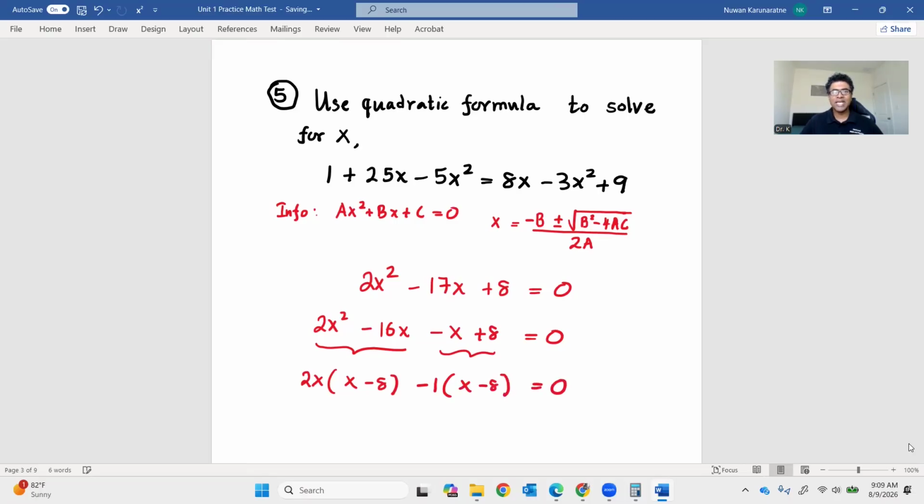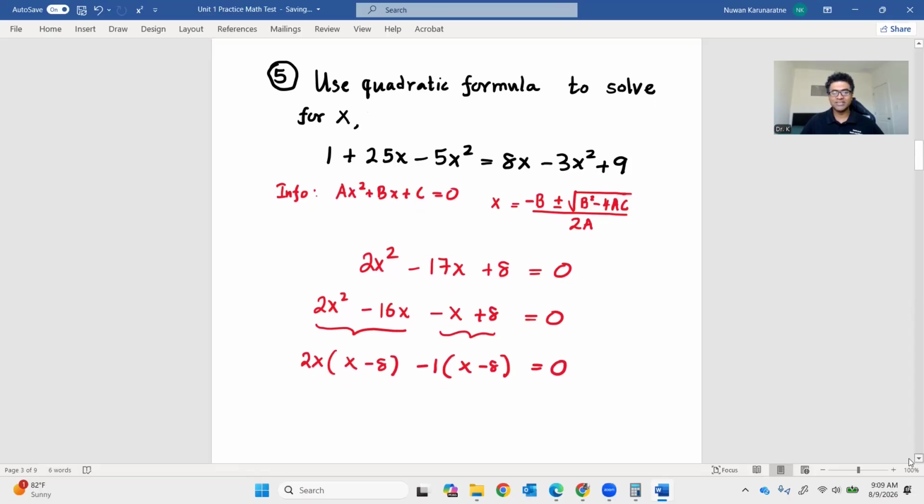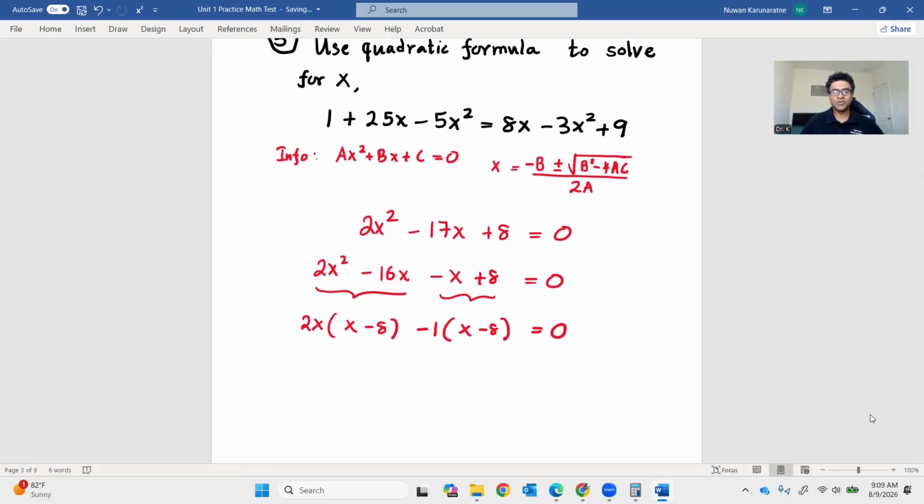Now can you see x minus 8 is common? So what I can do is factor out an x minus 8 in this case, and then the remainder is 2x minus 1 equals 0. So that's what I mean by factorization. Now the solutions or the roots are very clear to you. This equation becomes 0 when x minus 8 equals 0, or when 2x minus 1 equals 0.